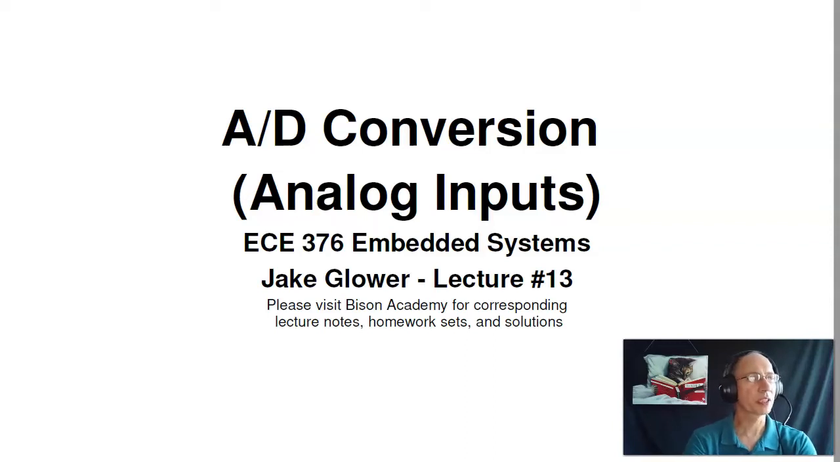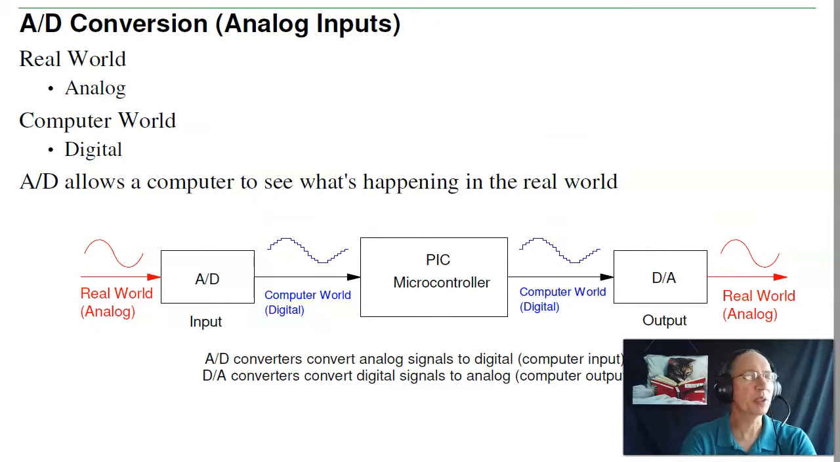Welcome to lecture number 13 for ECE 376 Embedded Systems, A2D Conversion, and Analog Inputs. Now, what we've been looking at before have been push buttons. With a push button, I can get a binary input. With the analog input, I can actually read voltages between 0 volts and 5 volts.